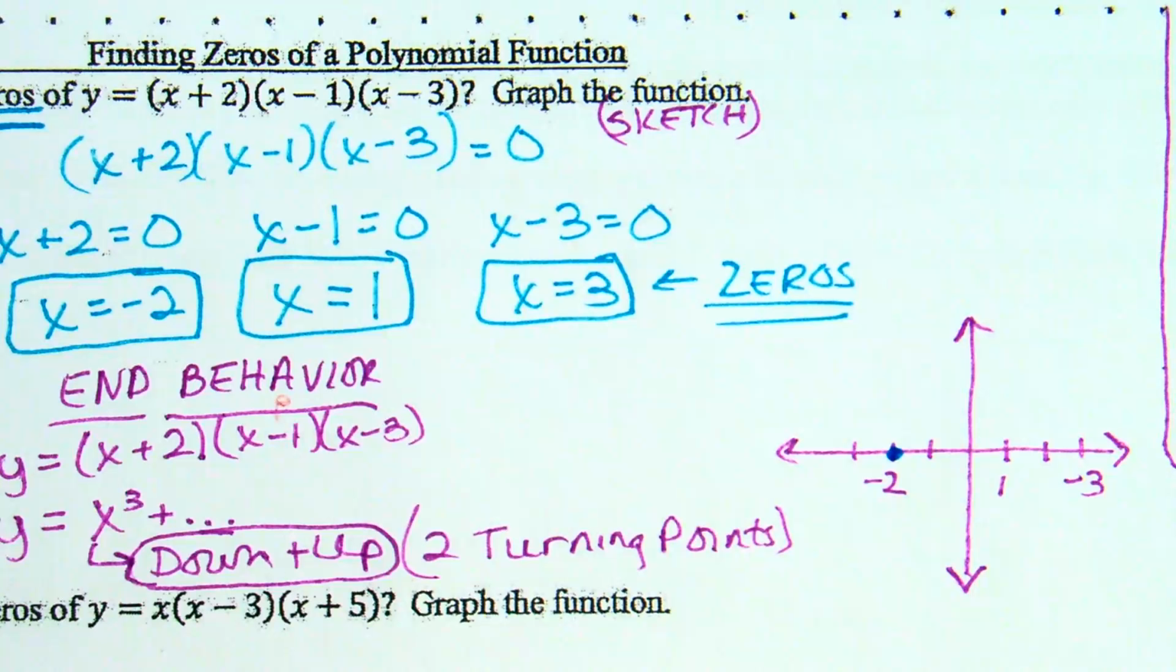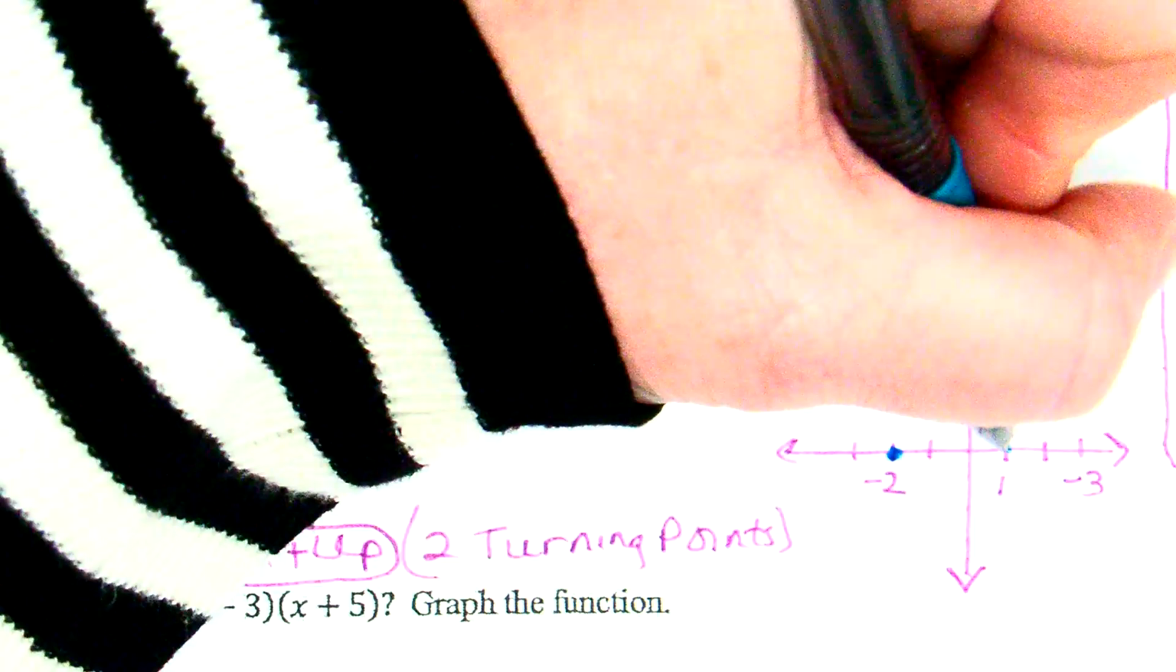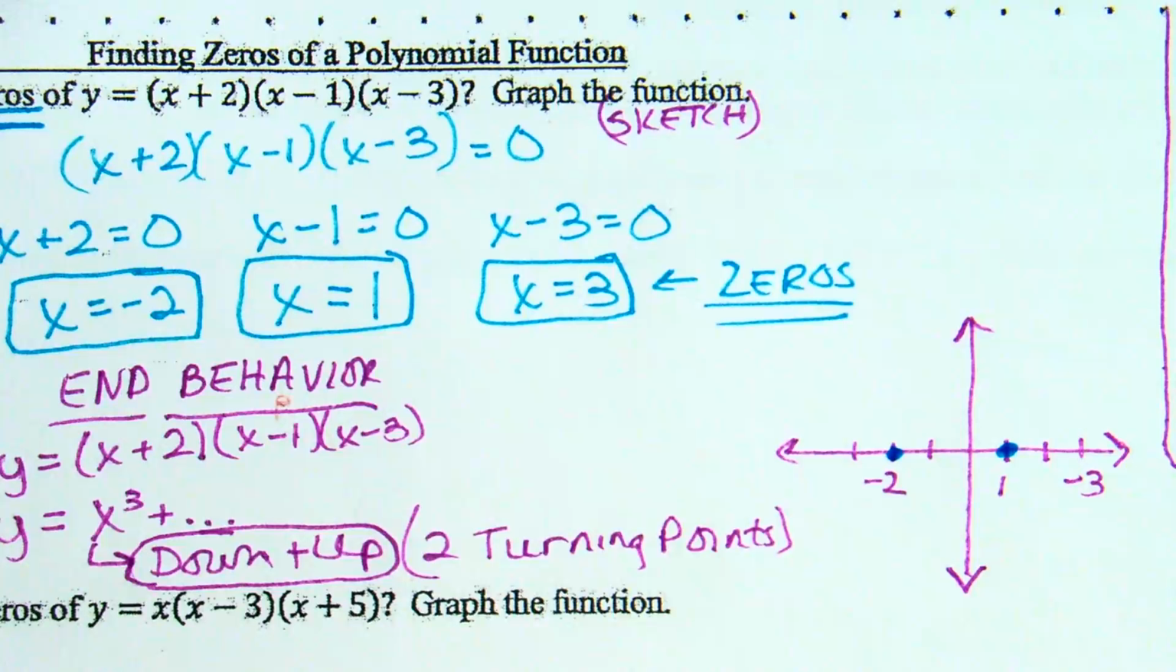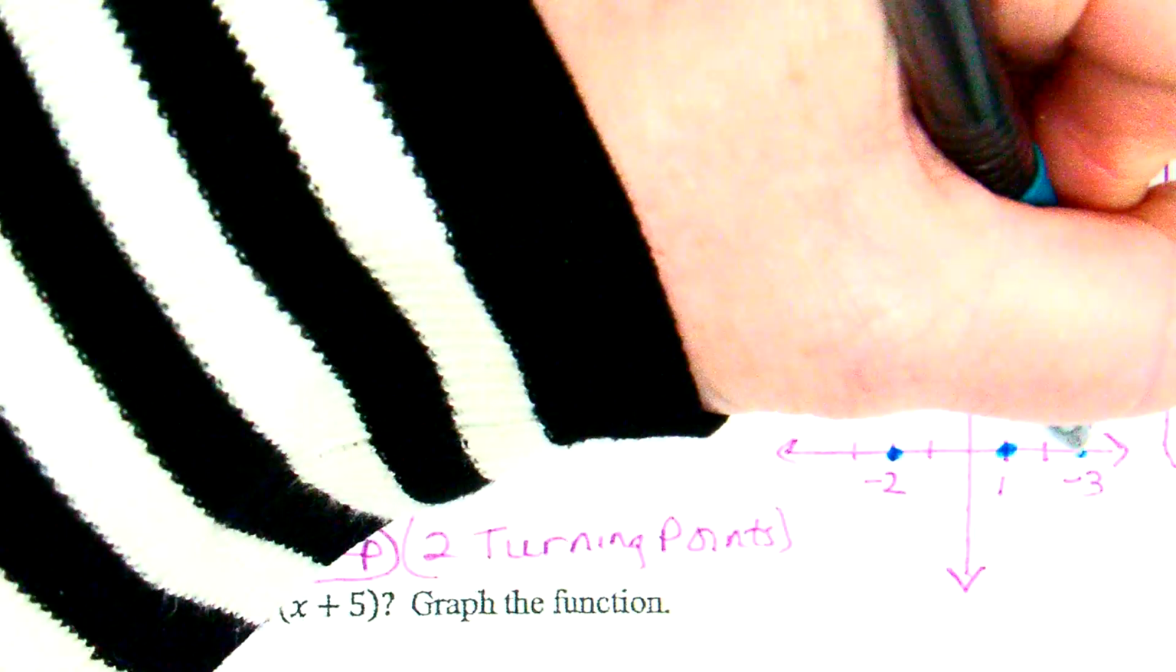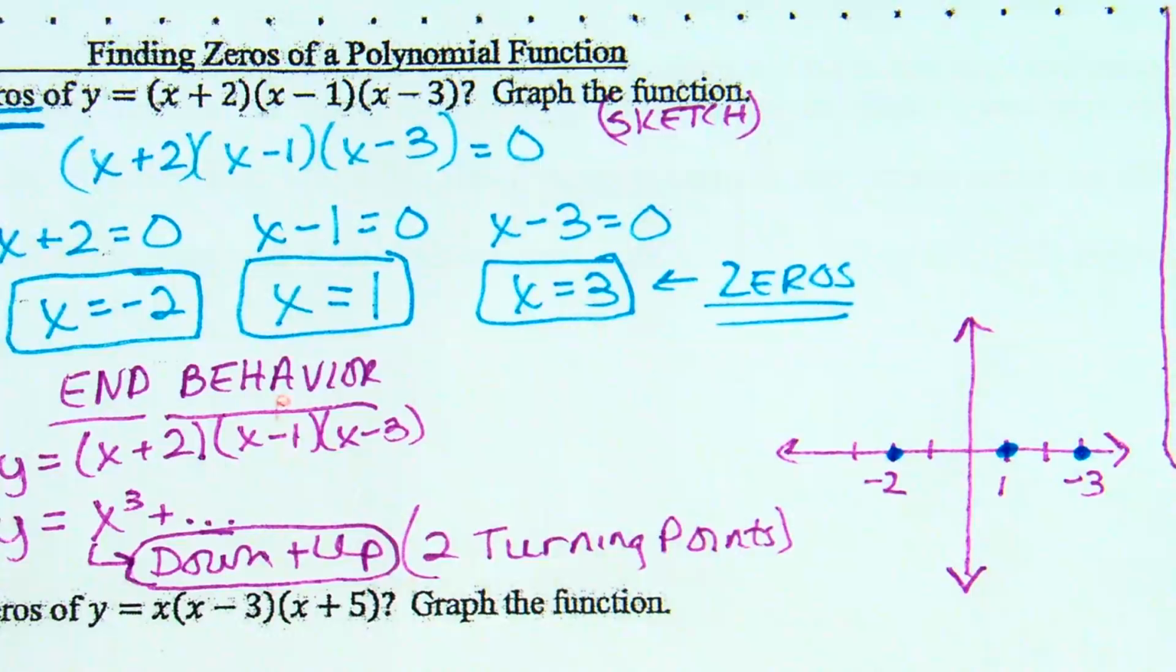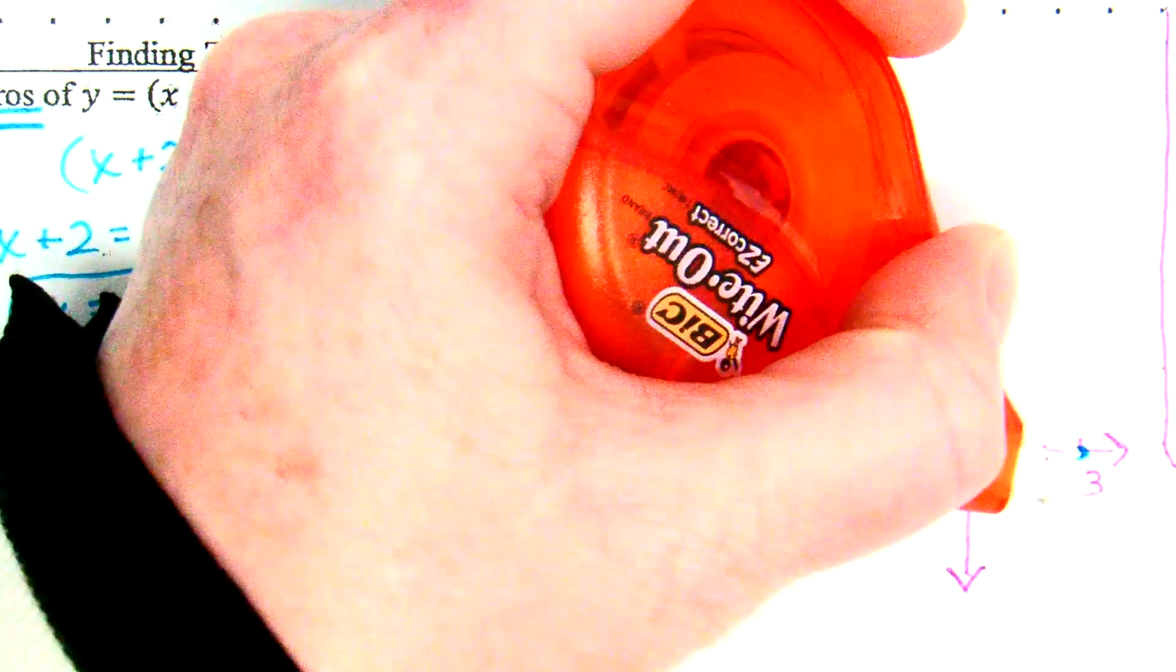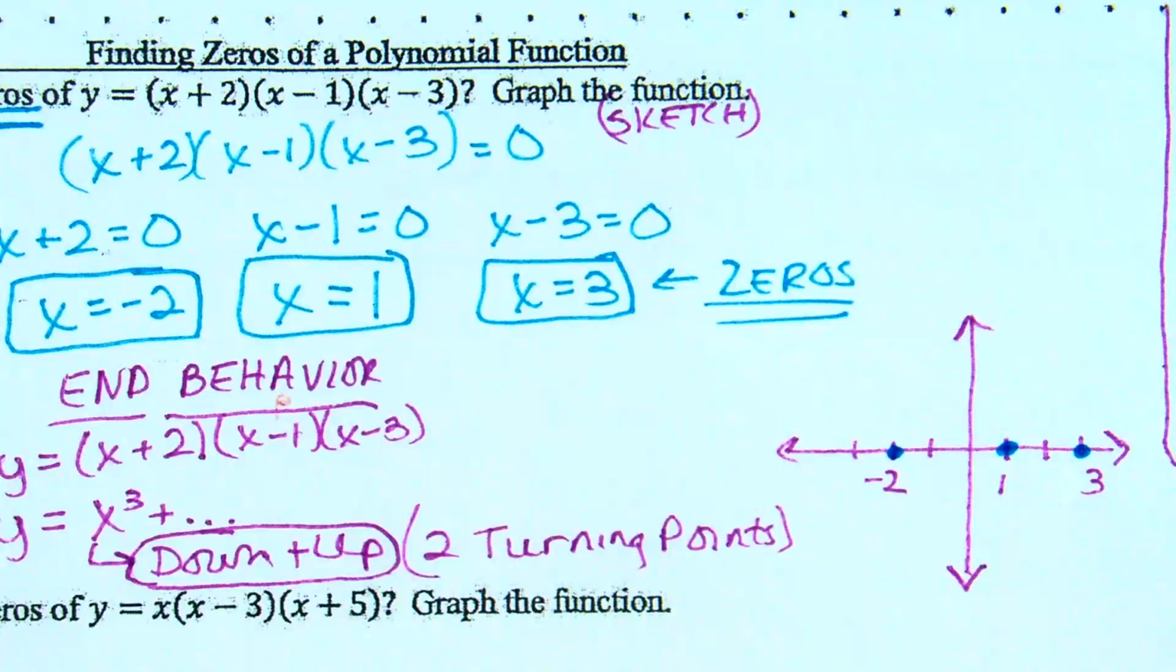So I know my graph is going to cross the x-axis at -2, +1, and +3. Sorry, I mistakenly wrote a negative in front of that 3.